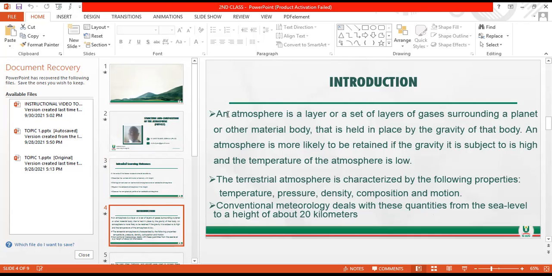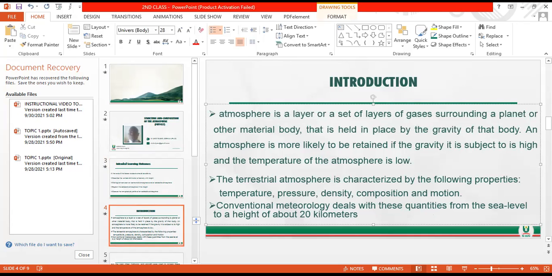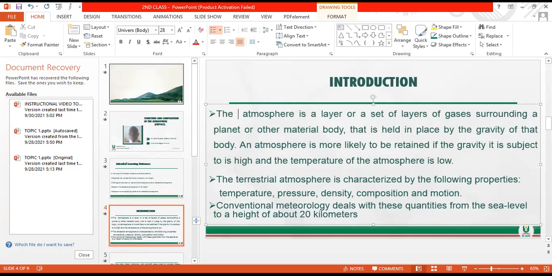The atmosphere is a layer or a set of layers of gas surrounding the planet or other material body that is held up in place by gravity of that body. An atmosphere is more likely to be retained if the gravity it is subjected to is high and the temperature of the atmosphere is low.